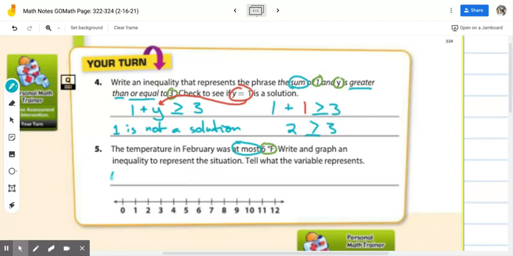So what I could write here is this. I could put temperature for my inequality. Temperature is at most, which would be less than or equal to 6 degrees Fahrenheit. Now, what does the temperature represent? Well, T represents the temperature in Fahrenheit.